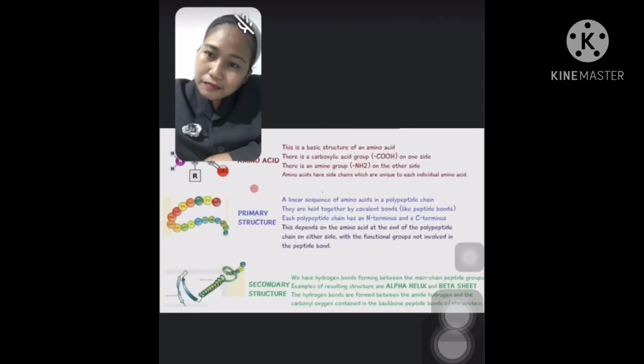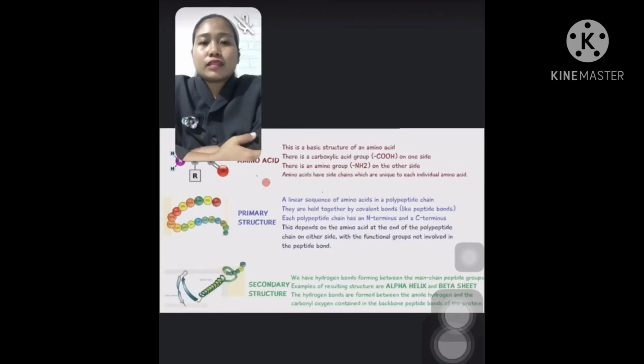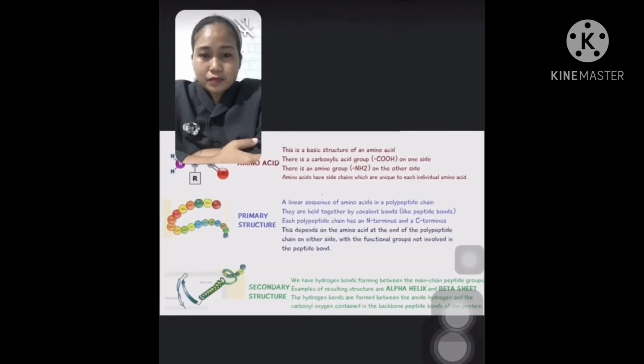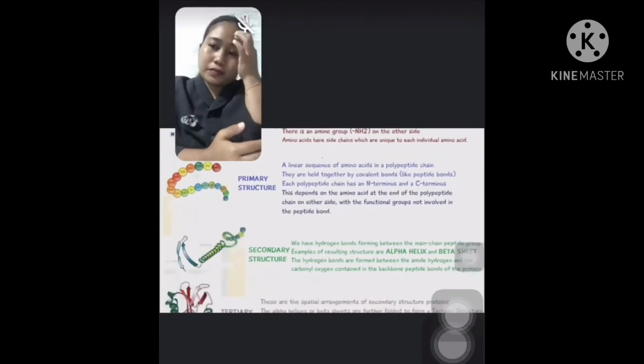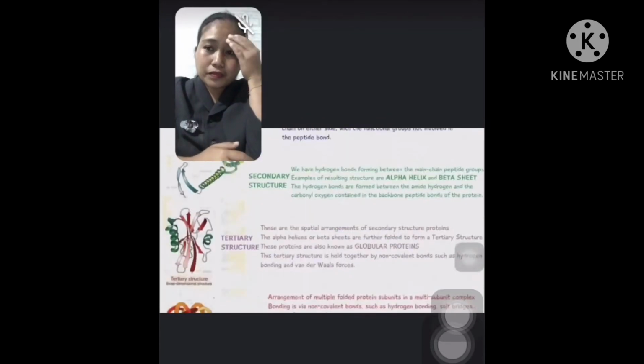So if you imagine a long chain of amino acids, one's going to have an N terminal and the other will have a C terminal, and that's just on one end of the chain we'll have this amine group sticking out and on the other end of the chain we'll have this carboxylic acid group sticking out. So that is the N and C terminal, and that depends on which amino acid is at the end of the polypeptide chain. Another factor to note is that these residual groups or functional groups don't have a role in the peptide bond.